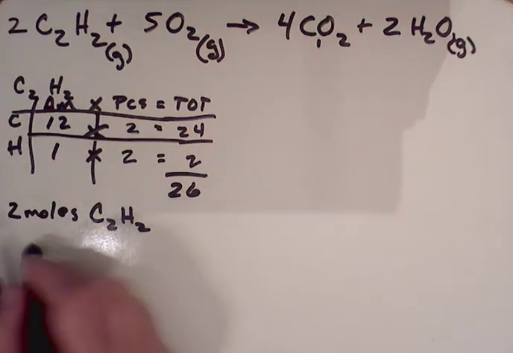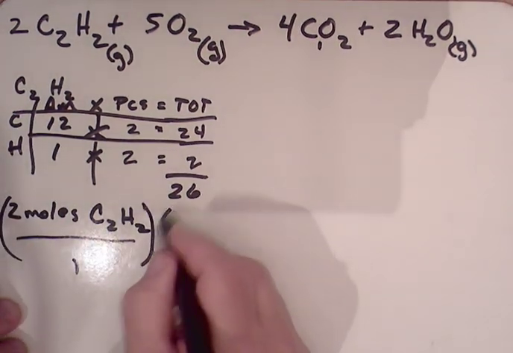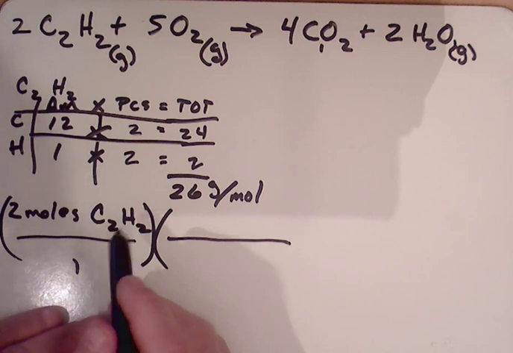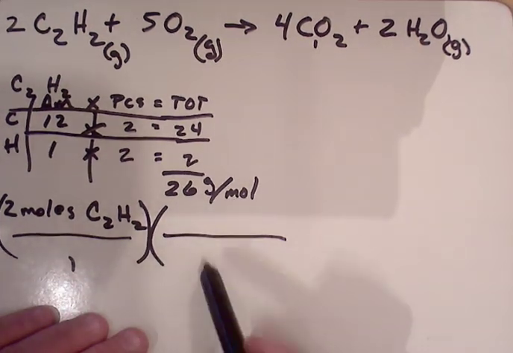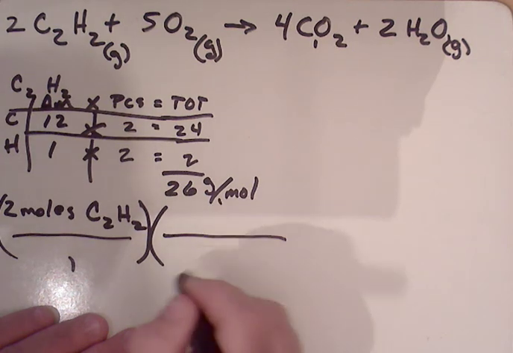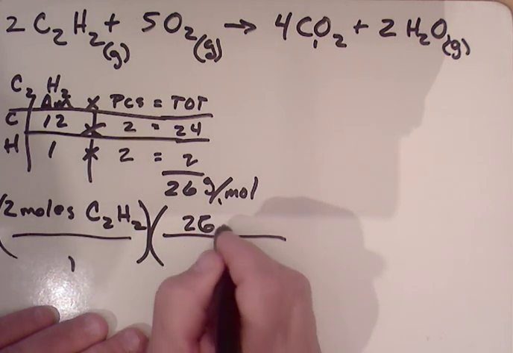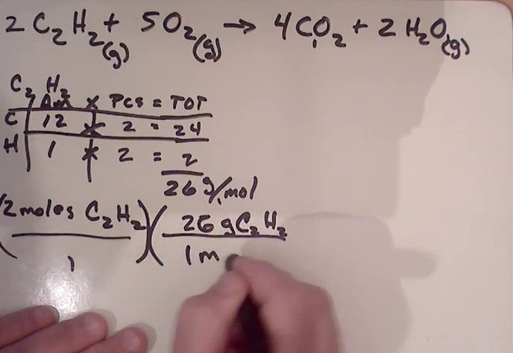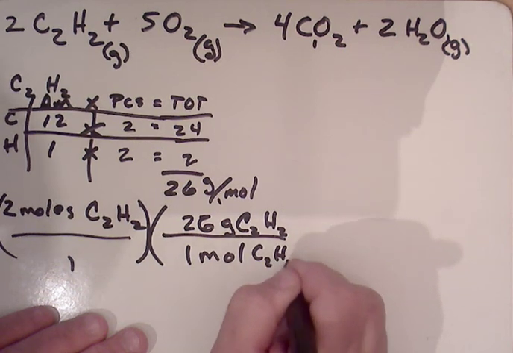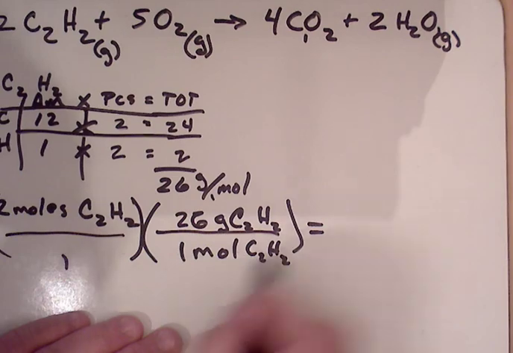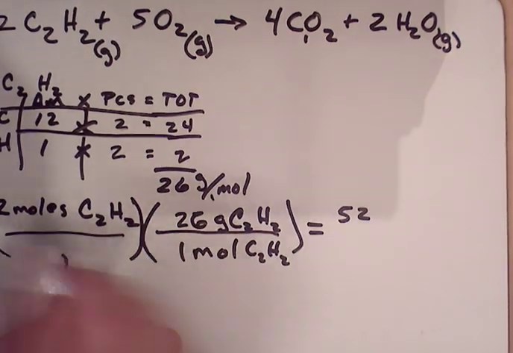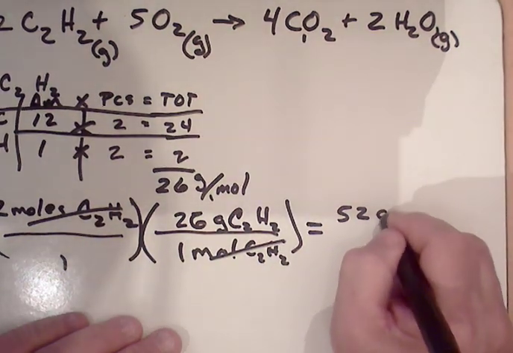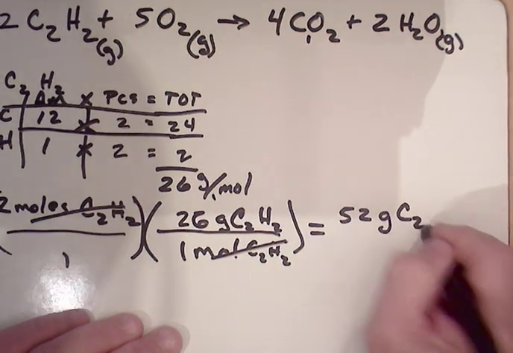We can then take that, put it over 1. And remember, this is grams per mole. And we want to put the moles on the bottom because we want it to cancel. There's actually a 1 there. So we're going to put 26 grams of C2H2 over 1 mole of C2H2 will yield 52. That's 26 times 2. The moles cancel. 52 grams of C2H2.